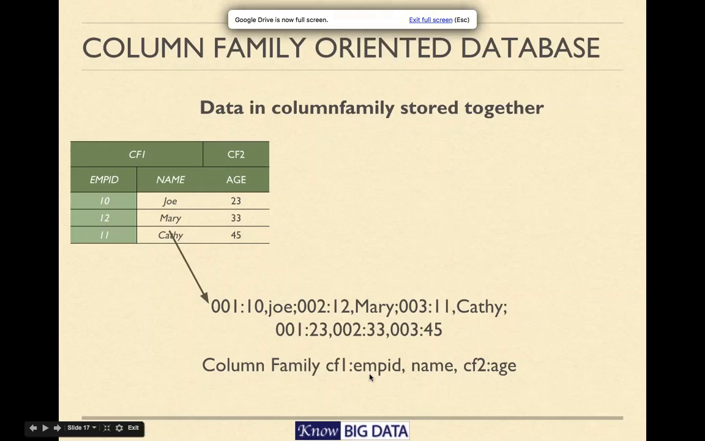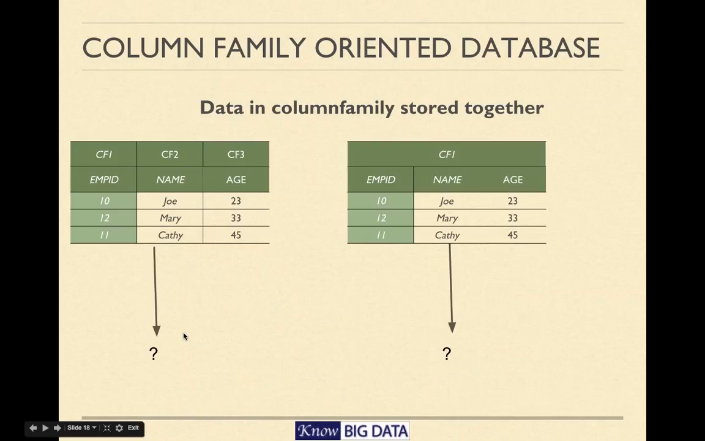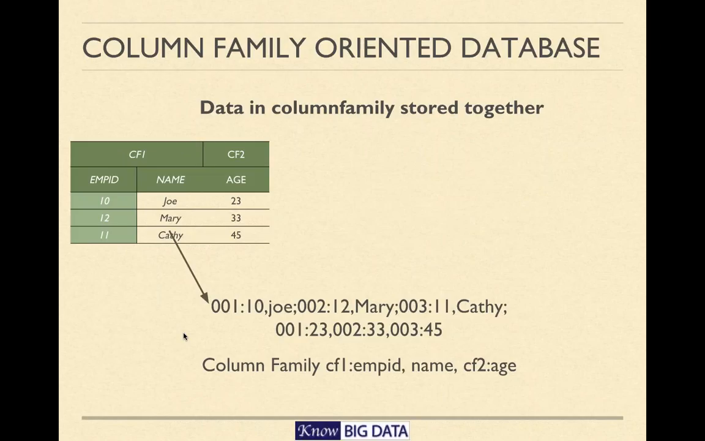What does it mean? That columns are grouped together into column families, and the data in the column families is stored together. Okay, data in column families are stored together. For example, employee ID and name will first get stored, and then the second column. I'll show you what exactly it means. So the data in different column families is stored together.